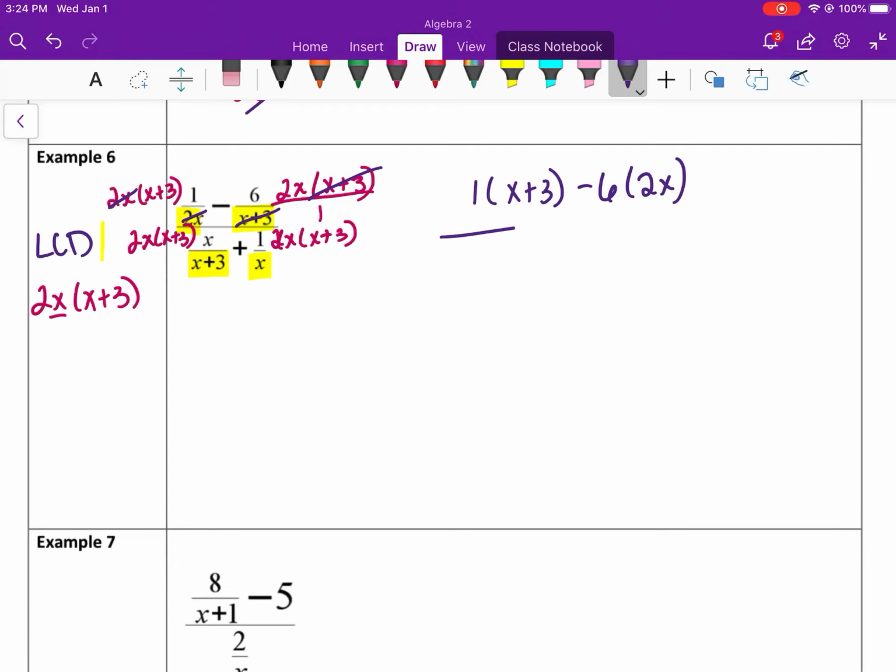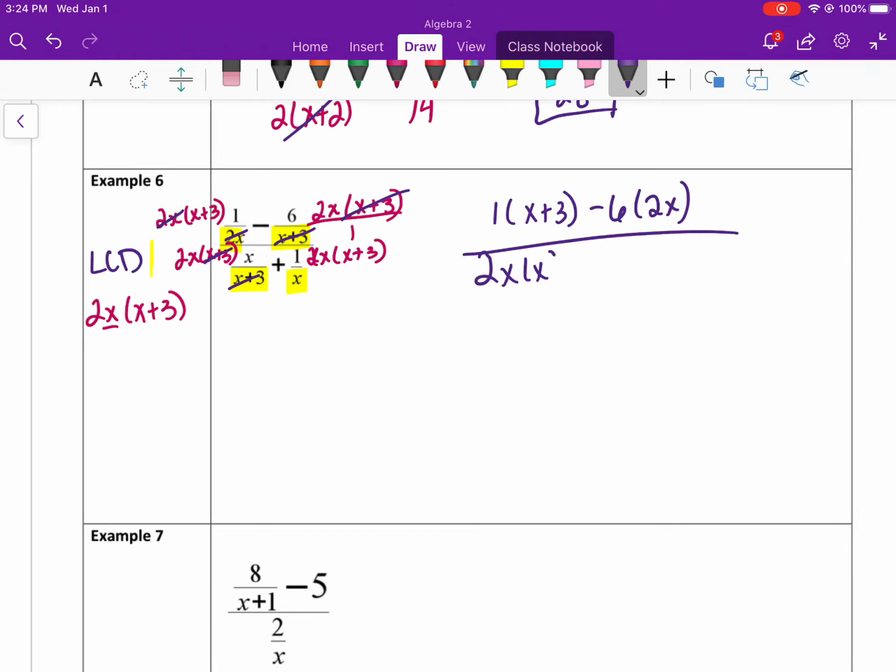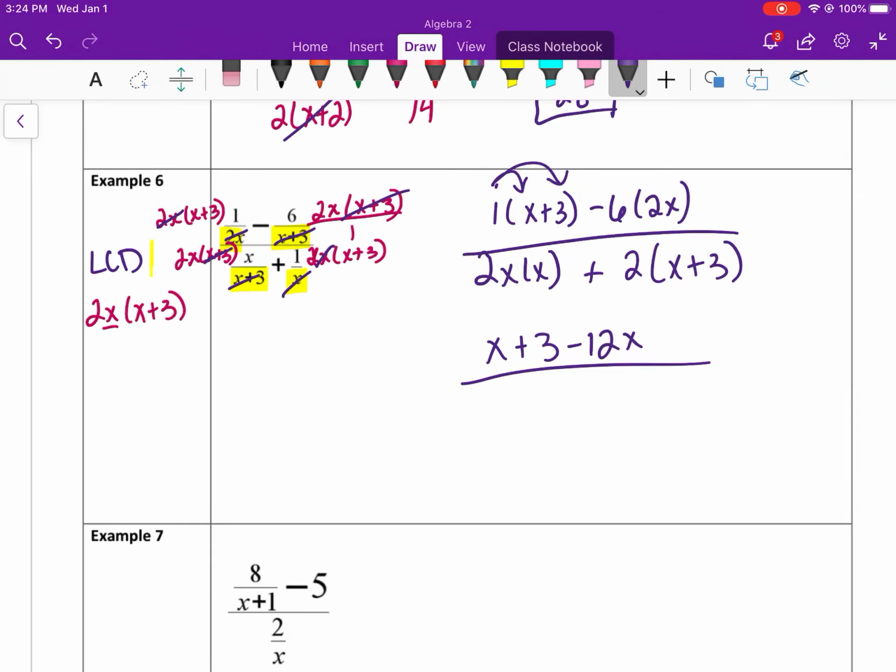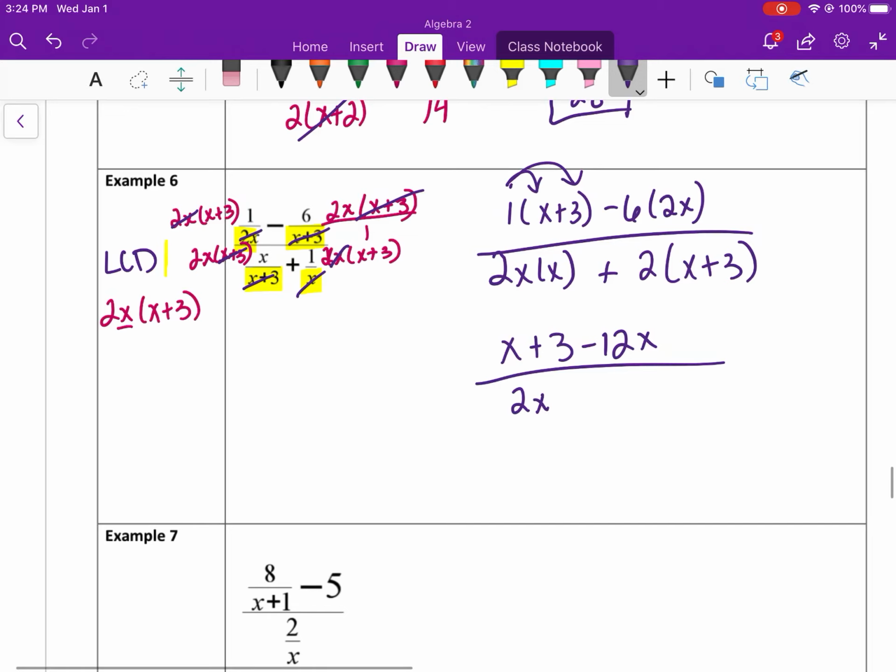And then notice there's no more fractions on the top now. So then the bottom, I have 2x times x plus 3, and then here just the x's cancel. So I have 1 times 2 is 2, and then times x plus 3. And then I'm going to multiply this all out so that I can combine like terms and simplify further. If it's a whole number times a parenthesis, just make sure you distribute. x plus 3, and then 6 times 2x is negative 12x. Over 2x times x is 2x squared, and then 2x plus 6 when I distribute that 2 through on this one.